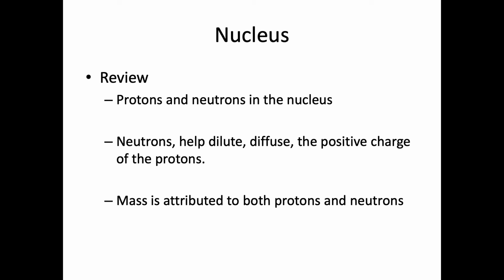So you got this proton that has a lot of positive charge. You got to have some type of neutral buffer in there to keep the nucleus stable. And now remember that the protons give you positive charge, and the number of protons identifies the element. The mass is attributed to both the protons and neutrons.